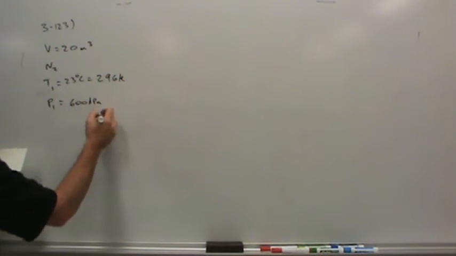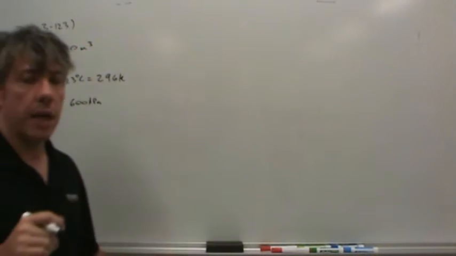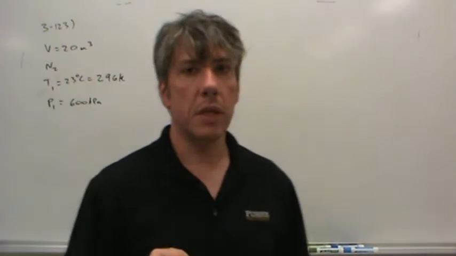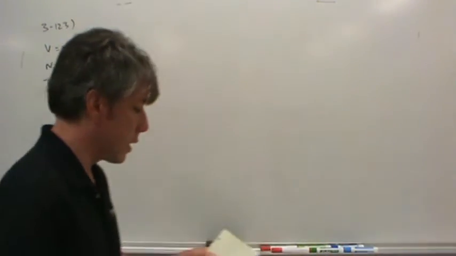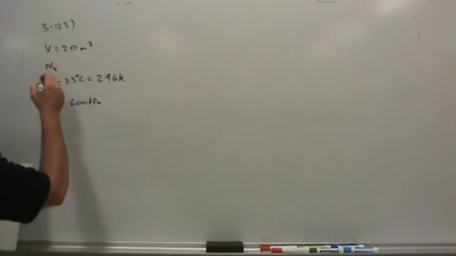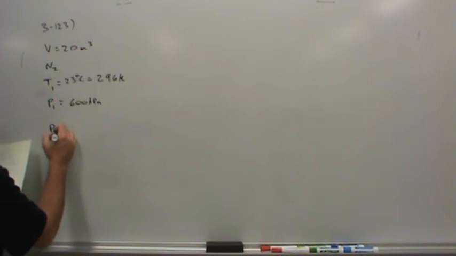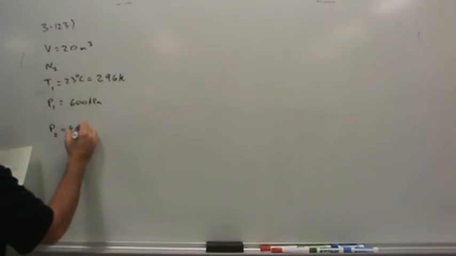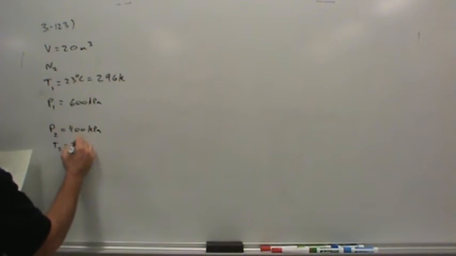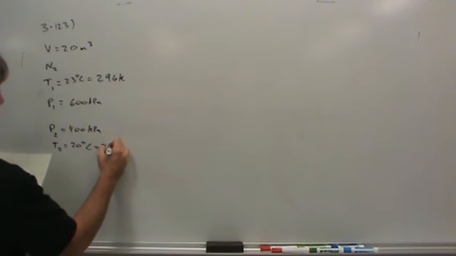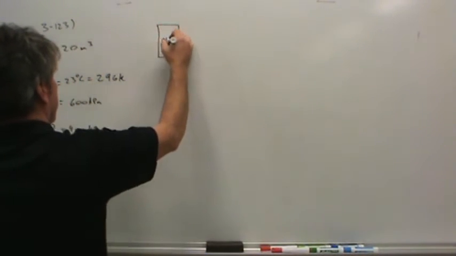Now, of course, what's going to happen when the gas is released is that the pressure is going to decrease. The other thing that's going to happen is the temperature will go down. This may seem counterintuitive initially, but we'll talk later in the course about why that is. Anyway, both the pressure and the temperature will go down. And finally, the pressure in state 2 is 400 kilopascals, and the temperature is 20 degrees Celsius, which is 293 Kelvin.